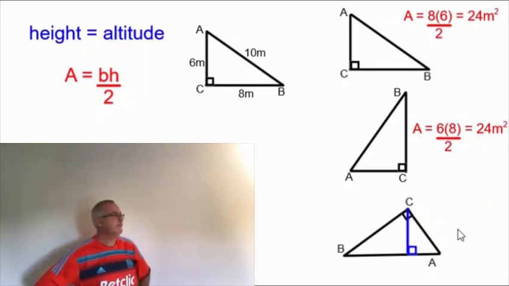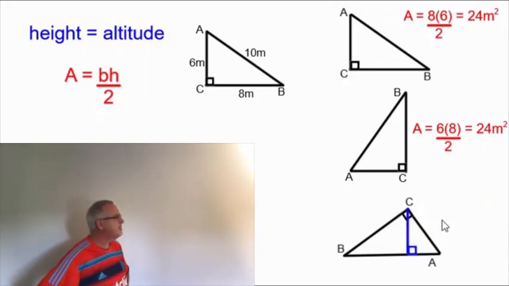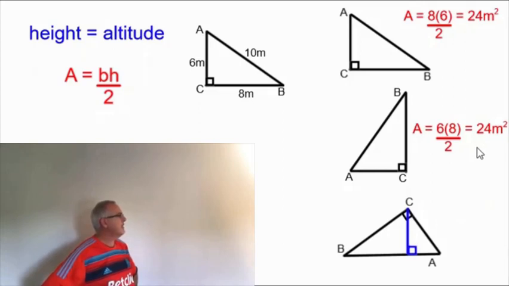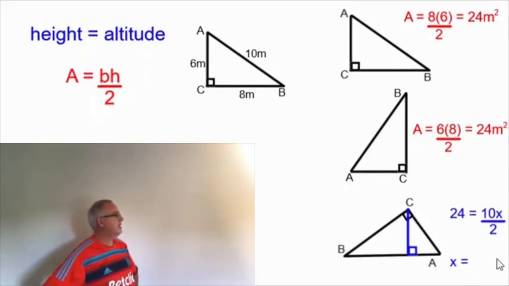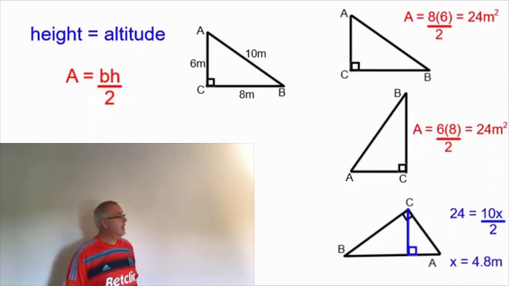In geometry, there are various different ways of finding the length of that height. But right now, I can do a little bit of a shortcut. Since I already know that the area of the triangle has to be 24 meters squared, I can plug that area and the 10 meter base into the formula and solve for the other side, the height. And I'm able to show that that height has to be 4.8 meters in length.